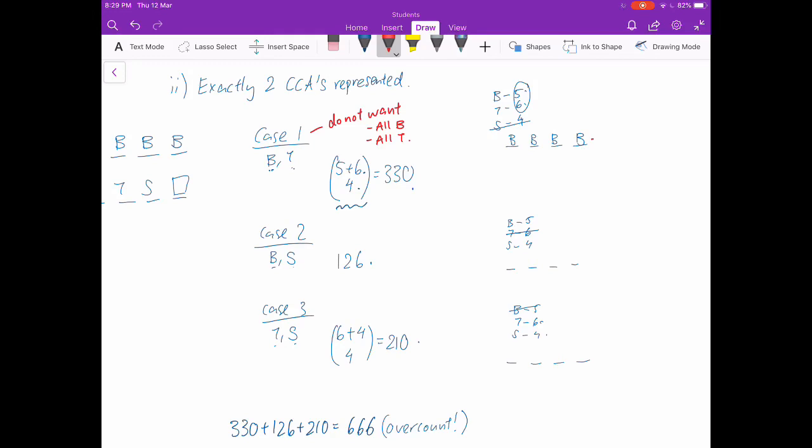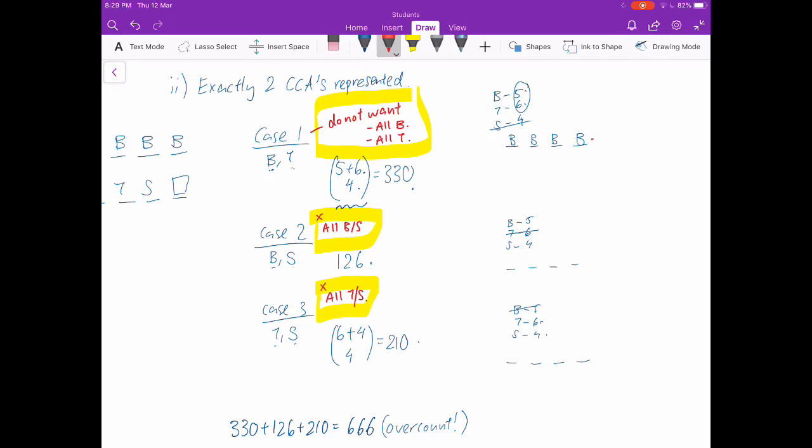Correct? And whatever I have here is whatever I'll have for cases 2 and 3, right? But in this case, instead of all B or all T, it is all S. Yes, I do not want this. I do not want this.